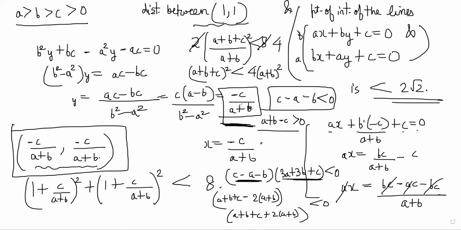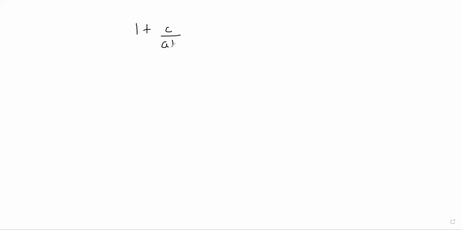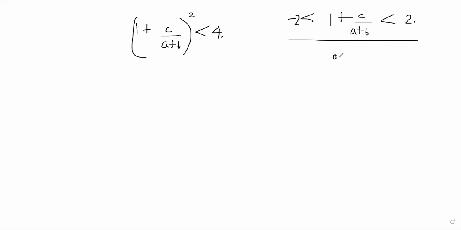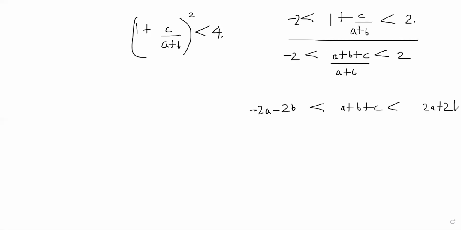So you can say that the whole (1 plus c by a plus b) whole square is less than 4. So you should get minus 2 is less than 1 plus c by a plus b is less than 2. A plus b is positive, so you get a plus b plus c by a plus b, minus 2 is less than this is less than 2. I mean, you'll get the same conditions. Minus 2 into a minus 2b less than a plus b plus c is less than 2a plus 2b, because a plus b is positive. So you will get a plus b minus c is greater than 0, which is obvious actually.